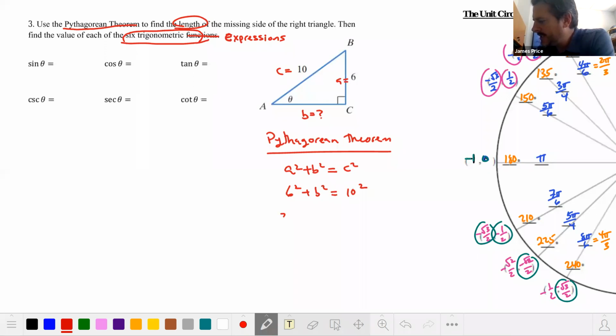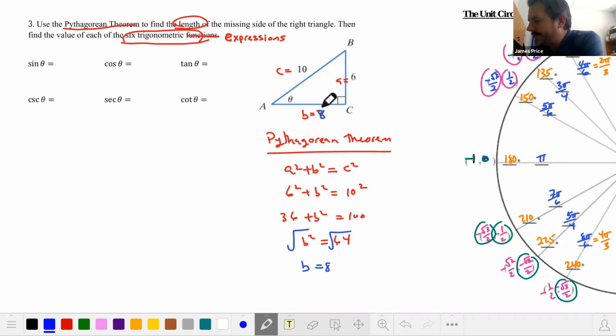So that's 36 plus b squared is equal to 100. We'll subtract 36 from both sides and get b squared equal to 64. And then because this is just the side of a right triangle, we can take the square root of both sides, and we only care about the plus part. So b is equal to 8. Now, armed with this information, along with SOHCAHTOA, we can figure out the value of these remaining 6 trigonometric expressions.